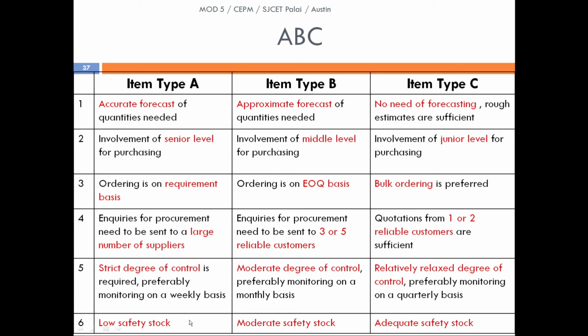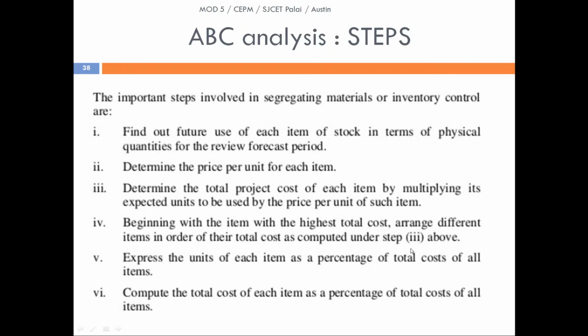Therefore, a strict degree of control is to be followed. Low safety stock, moderate safety stock, and adequate safety stock are to be practiced in type A, type B, and type C. So these are the basic differences. If they ask about basic differences between A, B, and C, you can write these 6 points along with the percentage values and along with the graph.